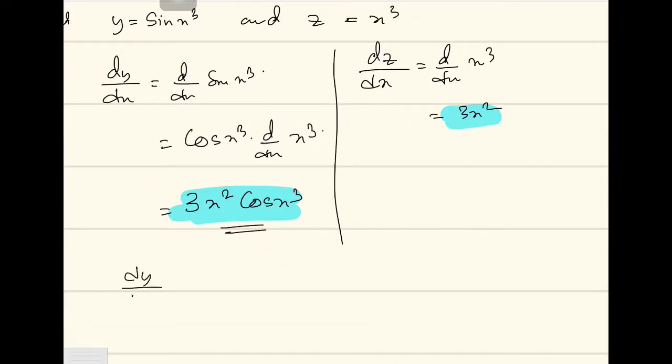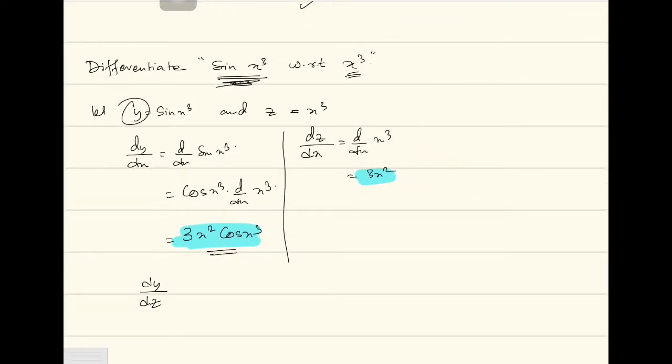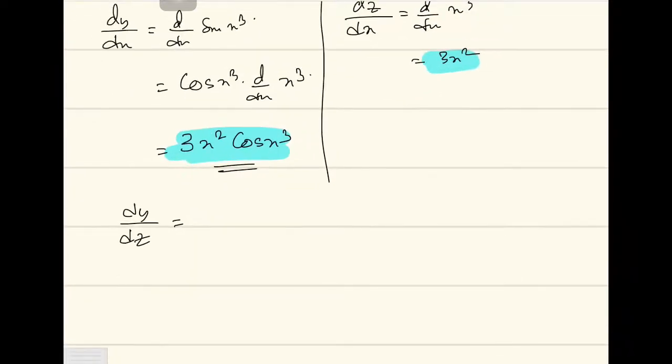dy by dx, dz you have to find. You have to differentiate the first function with respect to the second one. First with respect to the second one. That is basically dy by dz. So dy by dz will be dy by dx divided by dz by dx, whatever you have obtained here.